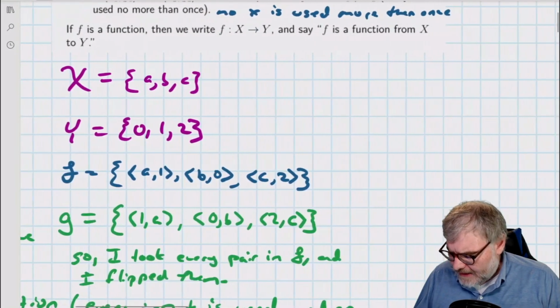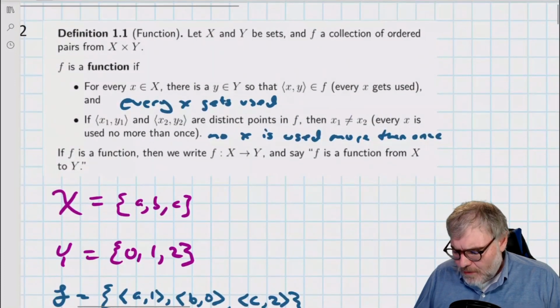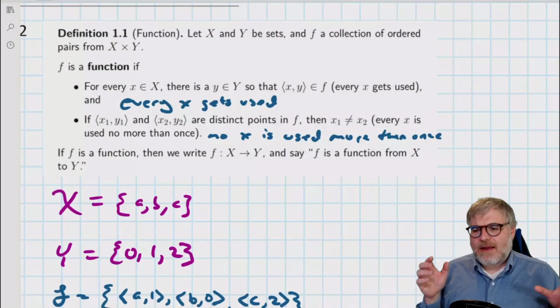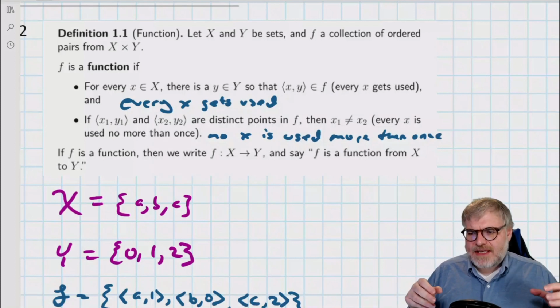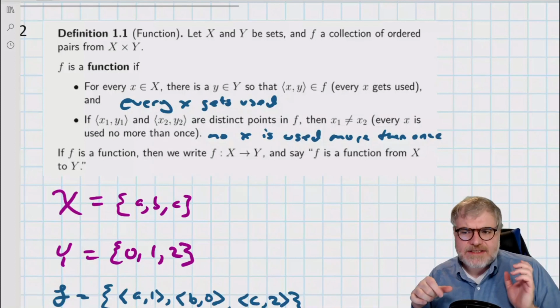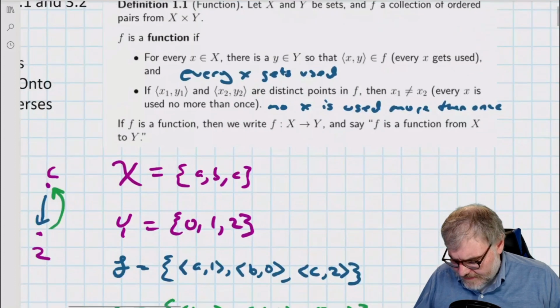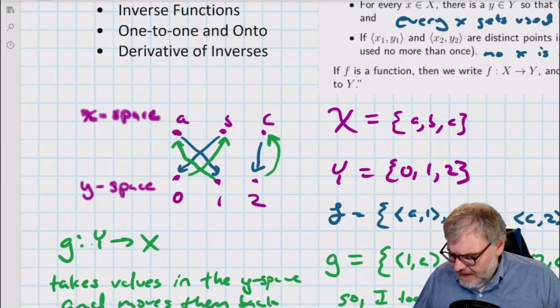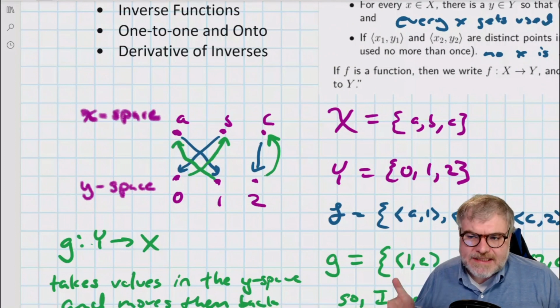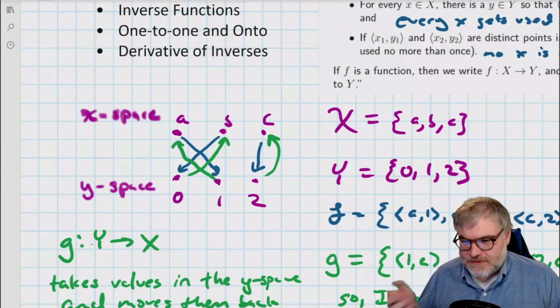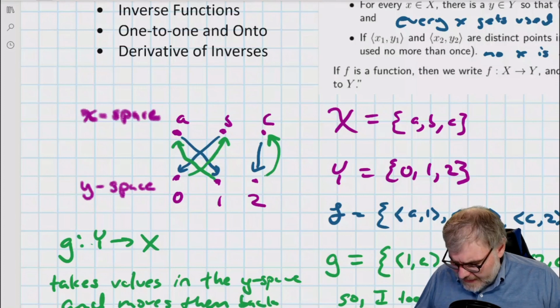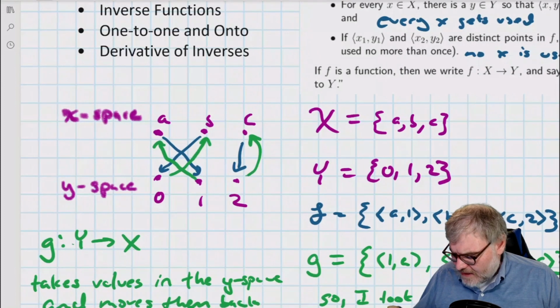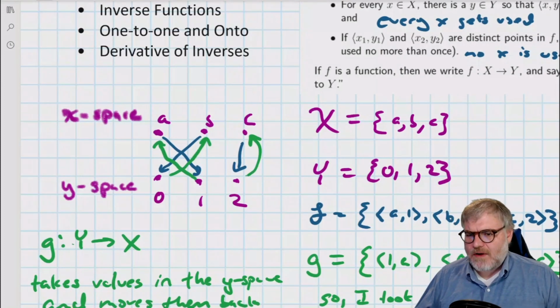And remember what we had? We had this definition of a function where we had two sets, x and y, and we had this conception of f taking things from x to y so that every x gets used and no x gets used more than once. So we have some x space and some y space, and we're just going to let the x space be a, b, c and the y space be 1, 2, 3. And I had a function f, which was a to 1, b to 3, c to 2. So every x was used and no x was used more than once.